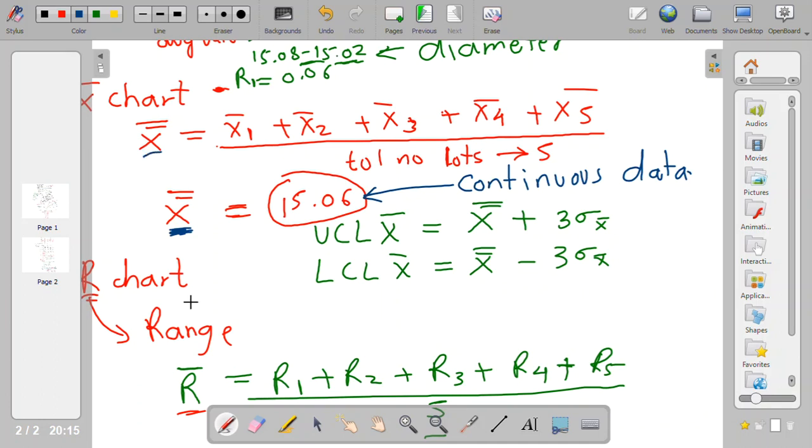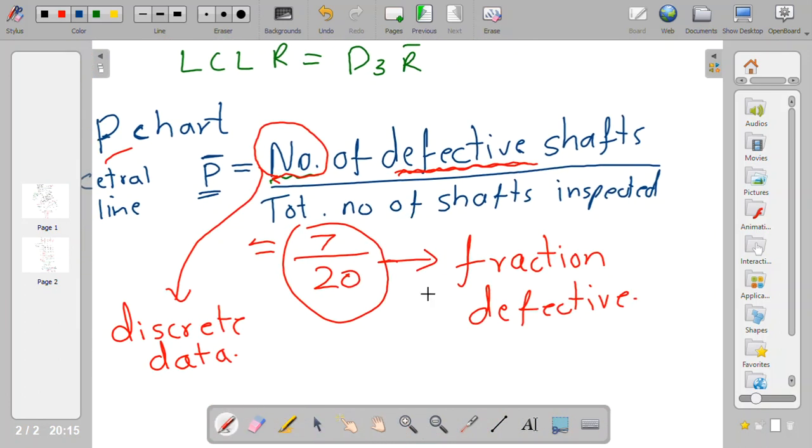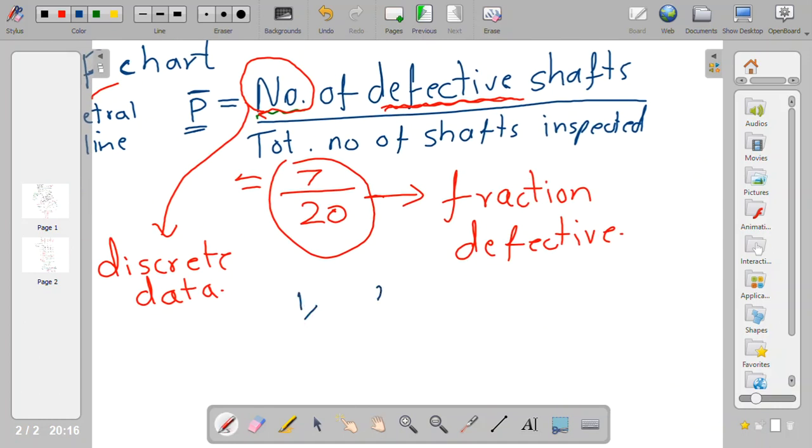X bar and R bar we are using continuous data, but in this case they will only give fraction defective. Fraction defective means out of total lots how many defectives are there. We are not interested in diameter, we are only interested in the number of defectives. That number can be 1, 3, 5, 6, like that. So this kind of data is called discrete data.